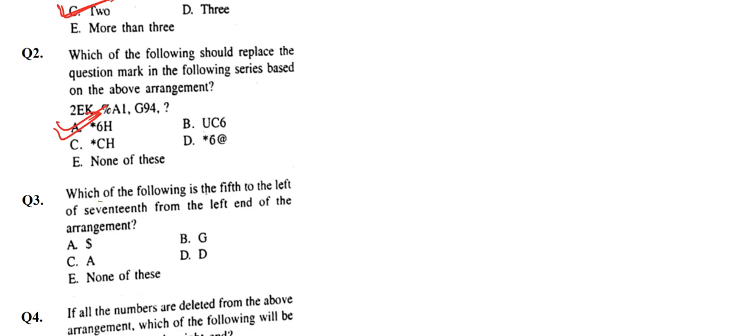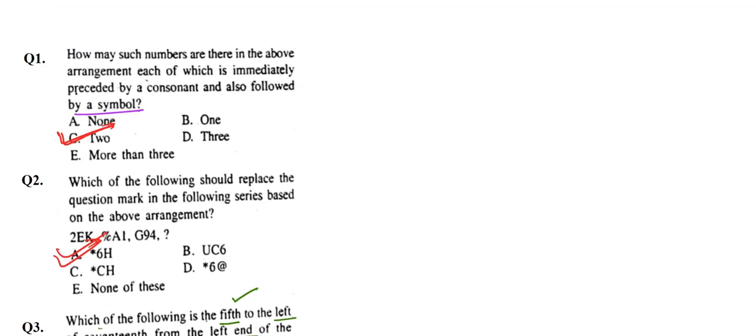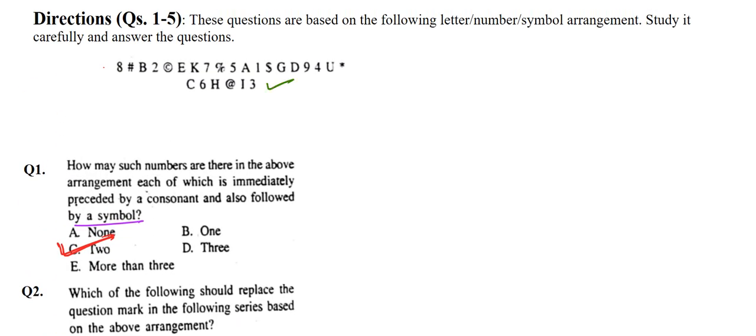It says, which of the following is the fifth to the left of the 17th one from the left end of the arrangement. So we need the left end, then we need the 17th, then we need the fifth to the left. So left end, 17th, and fifth to the left. So left end, 17th. So 1 2 3. Okay, sorry, this is the right end.